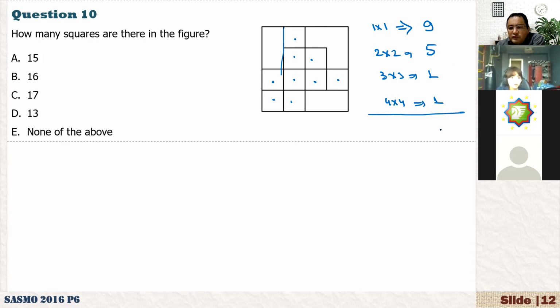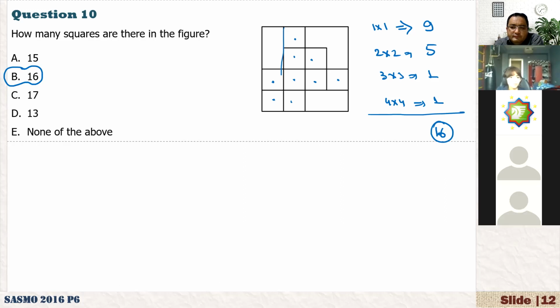Altogether, how many? 14. Here we have 17. 16. And 16. So the answer is 16. Because here we have 9 1 by 1 squares, 5 2 by 2 squares, 1 3 by 3 square, and 1 4 by 4 square. Altogether, 16.